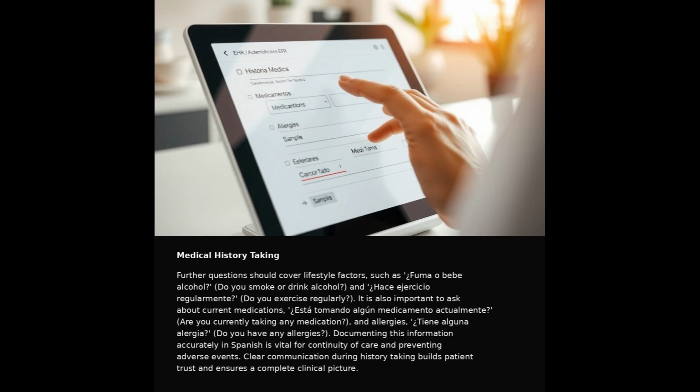It is also important to ask about current medications. ¿Está tomando algún medicamento actualmente? Are you currently taking any medication? And allergies. ¿Tiene alguna alergia? Do you have any allergies? Documenting this information accurately in Spanish is vital for continuity of care and preventing adverse events. Clear communication during history taking builds patient trust and ensures a complete clinical picture.